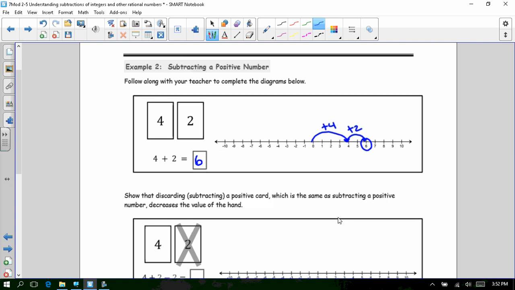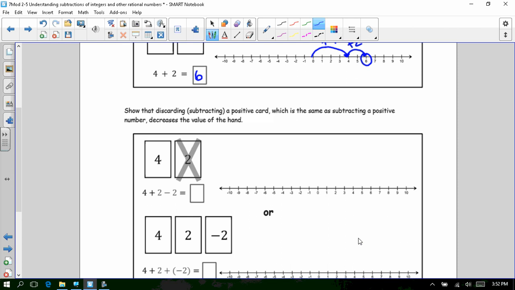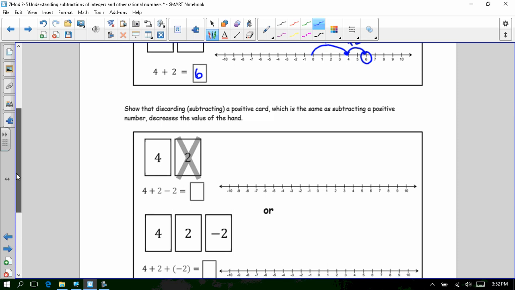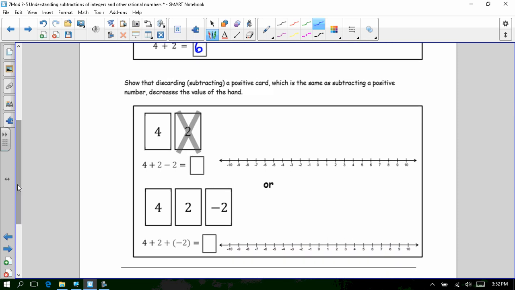Okay, well, the next diagram shows us discarding. You're taking your card, you have them, and you discard. You put it in the pile, you're getting rid of it. So notice there's a couple ways we can write that and show it. When you're working on these problems in class or on the homework or on a quiz or test, these are different ways that you can demonstrate this. So show that discarding, or subtracting a positive card, which is the same as subtracting a positive number, decreases the value of the hand.